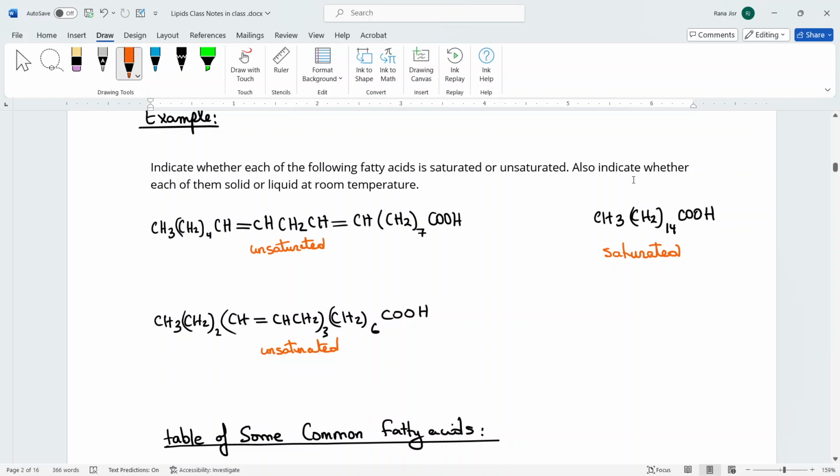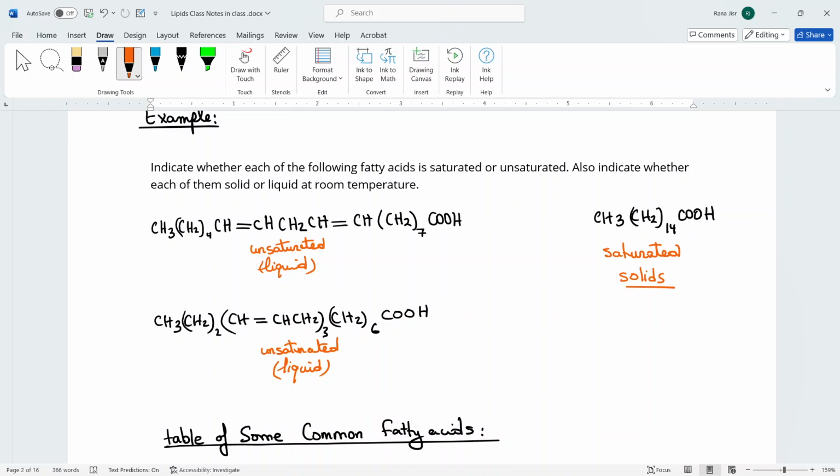It says to indicate whether each one of those is going to be solid or liquid at room temperature. Now we know that saturated fatty acids are going to be solids at room temperature. Unsaturated is going to be a liquid. And this one is going to be a liquid as well. So the presence of the double bond is going to decrease the melting point, guys, and causes the fatty acid to be liquid.